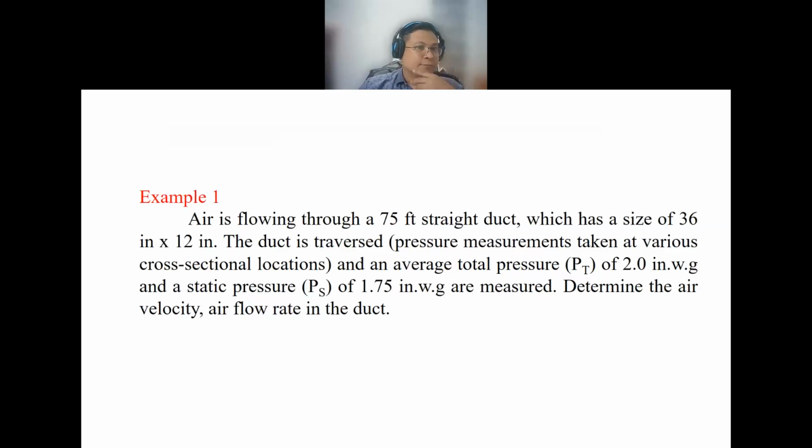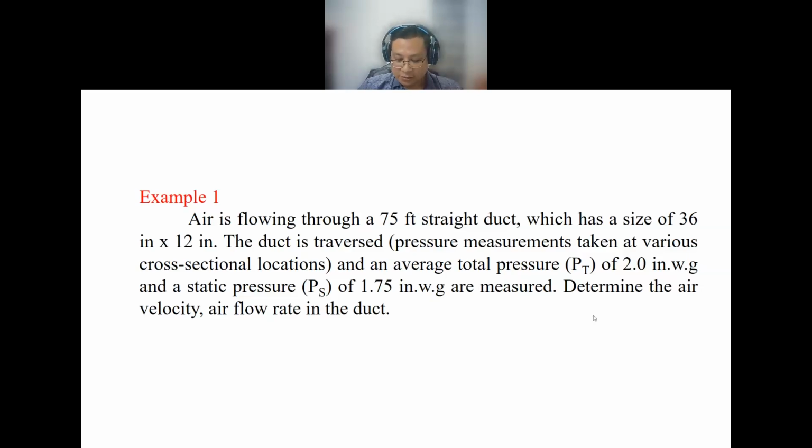Example 1. Air is flowing through a 75 feet straight duct, which has a size of 36 diameter, duct size in rectangular shape. The duct is traversed, pressure measured at various cross-sectional locations, and the average total pressure PT equals 2 in water gauge, and the static pressure of 1.75 in water gauge measured. Determine the air velocity and air flow rate in the duct.